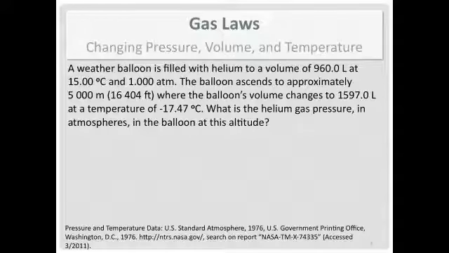Now we're going to use our balloon and fill it up with helium. Then we're going to let it go. It's going to go up to some altitude, and we want to know what the pressure of the helium gas is at this new altitude. There's a tremendous amount of information in this problem, so we need to start stepping through it and pulling out the information we need and parsing the problem.